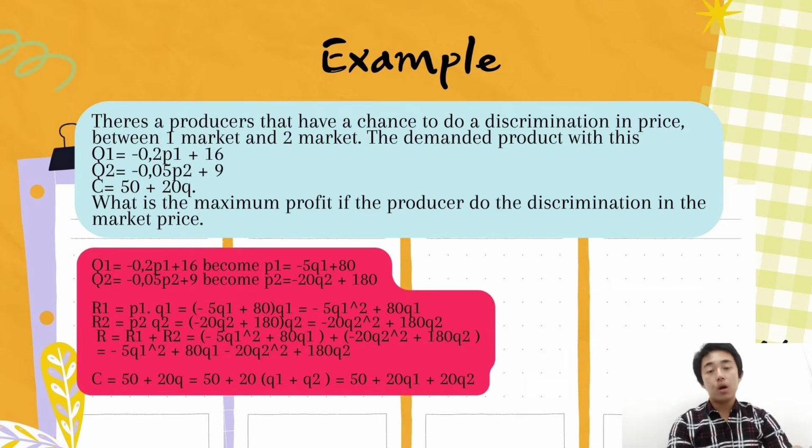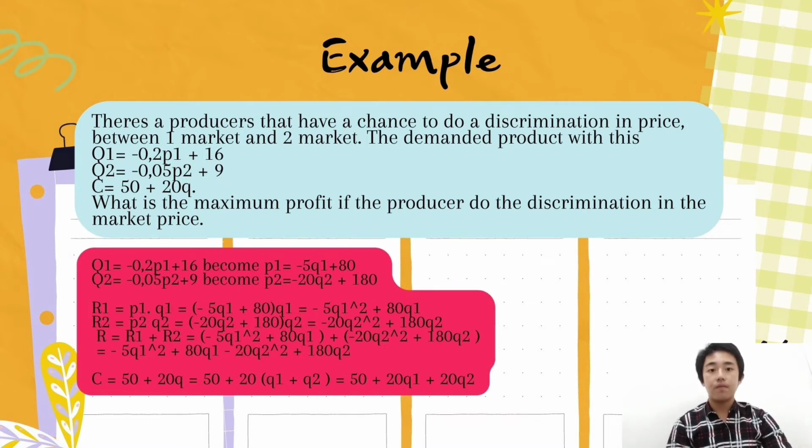So Q1 equals negative 0.2 P1 plus 16 becomes P1 equals negative 5Q1 plus 80, because we need to get rid of the 0.2, so we multiply it. And Q2 equals negative 0.05 P2 plus 9 becomes P2 equals negative 20Q2 plus 180.